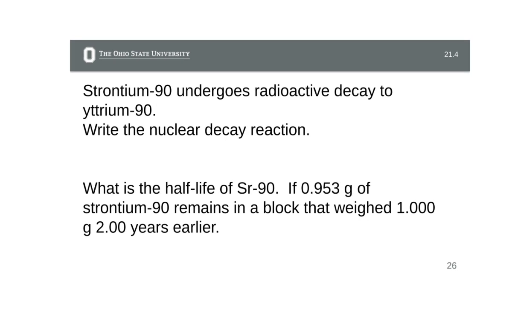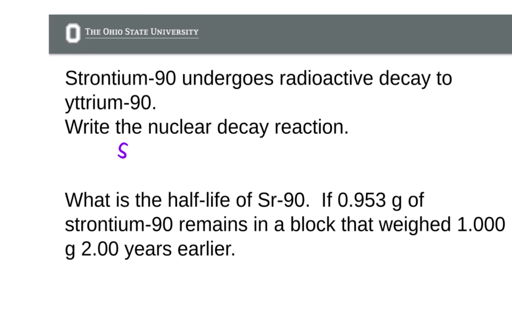Question. Strontium-90 undergoes radioactive decay to form yttrium-90. So the first thing I want you to do is write the nuclear decay reaction. So we're going to have strontium-90 forms yttrium-90. Okay, so what is the other product? Work with your neighbor and figure that one out.